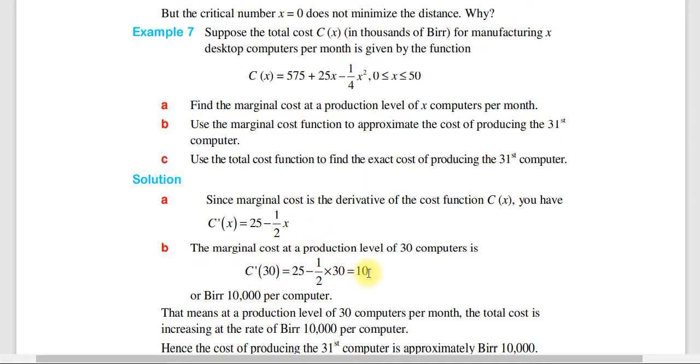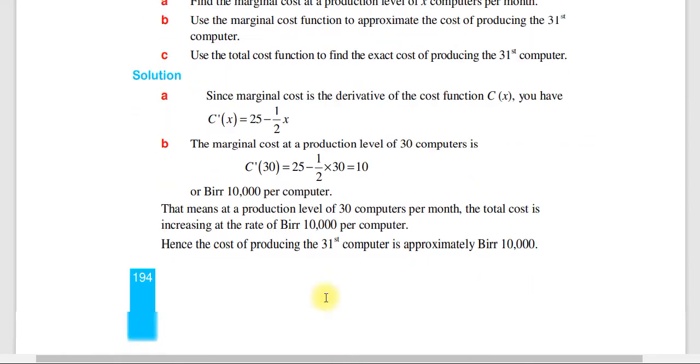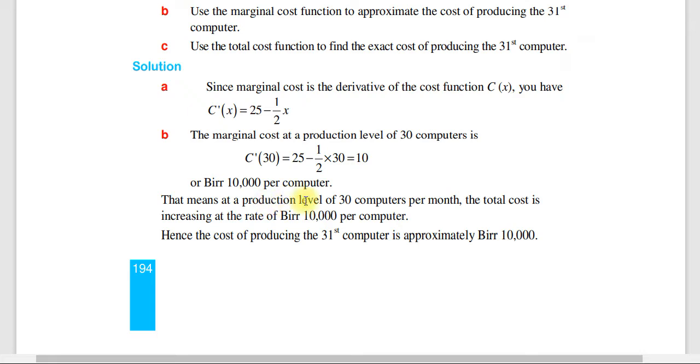So, 10 means 10,000 per computer. In thousands per computer, 10 times 1,000, which is equal to 10,000. That means at a production level of 30 computers per month, the total cost is increasing at the rate of 10,000 per computer. Hence, the cost of producing the 31st computer is approximately 10,000.